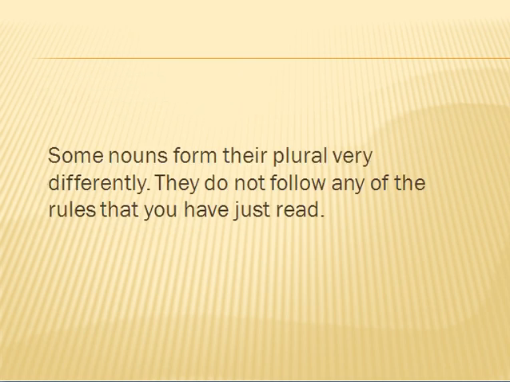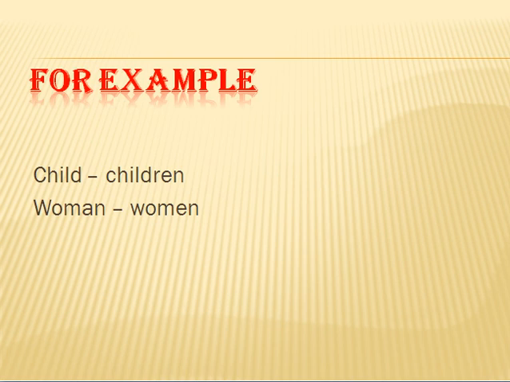Now some nouns form their plural very differently. They do not follow any of the rules that you have just read. For example, child. Child becomes children. Woman. You can see the spelling in woman, like in singular form the spelling will be WOMAN, and when you have to make it into the plural form, the spelling is changed, it is WOMEN. So child becomes children and woman becomes women.